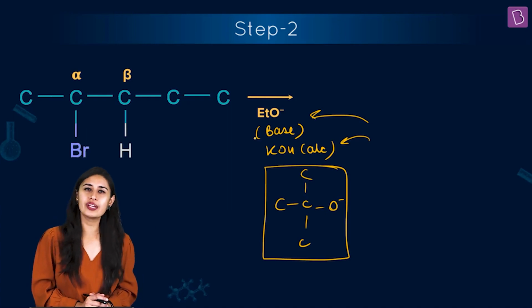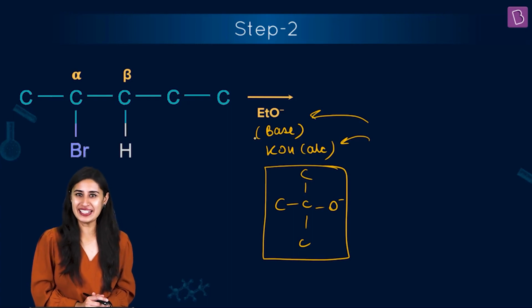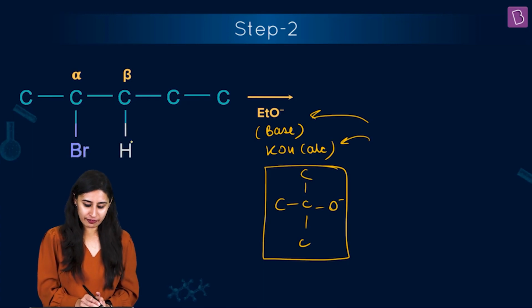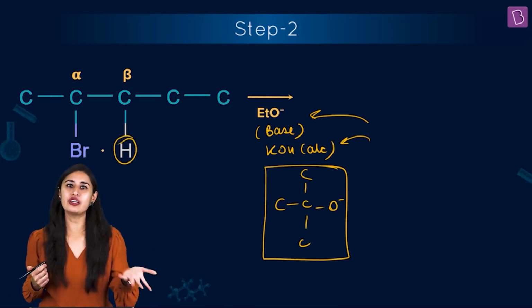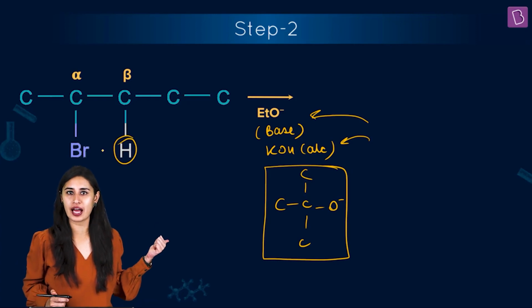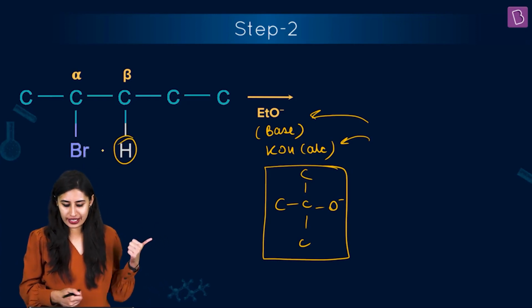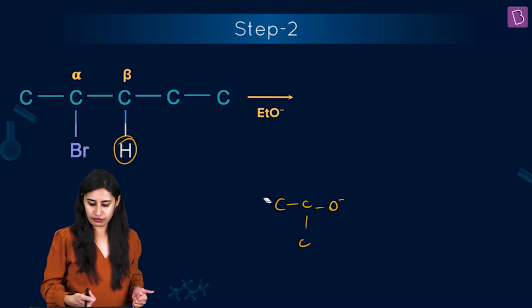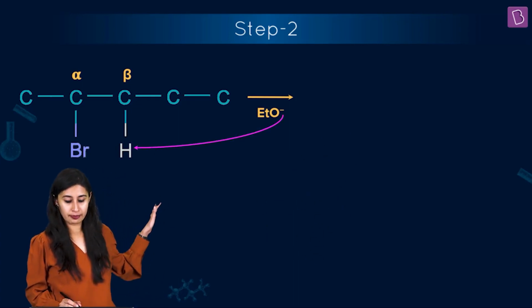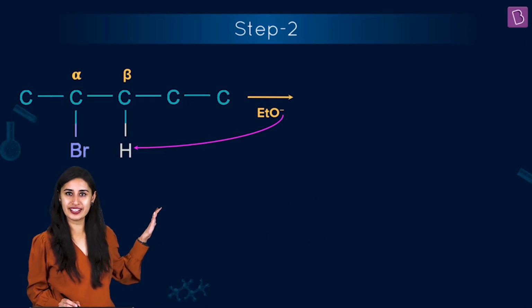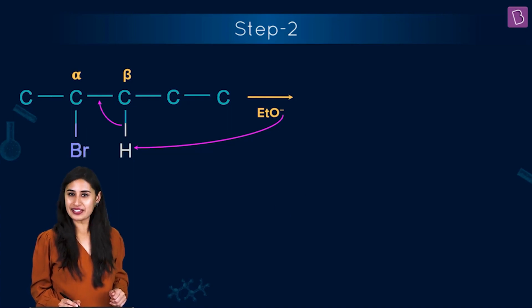Now a base is always on a hunt for acidic hydrogen or a proton, right? So the moment it finds a proton, what will it do? It will accept it and become EtOH if we are taking EtO minus as our base. So check out what's going to happen. Check out for yourself what's happening here. Look at this. The base found its counterpart hydrogen, and what is going to happen?